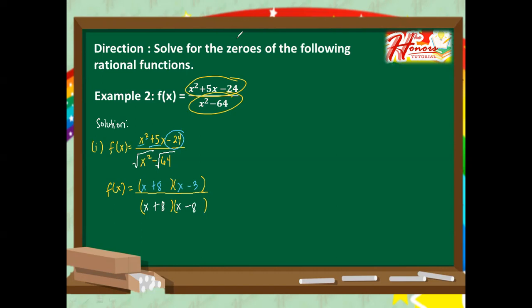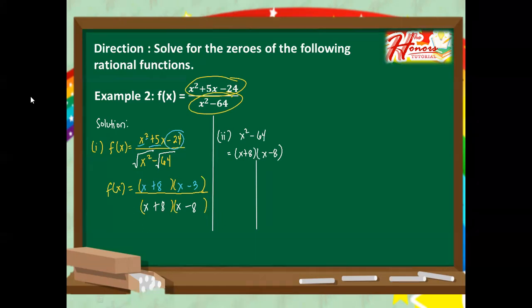This is for factoring. Let us now identify the restrictions. So that is step 2 here. For the restriction, we are going to focus on our denominator. So that is x squared minus 64. But since we already factored it, it will become the quantity of x plus 8 times the quantity of x minus 8. And then after that, you have to solve for this separately.